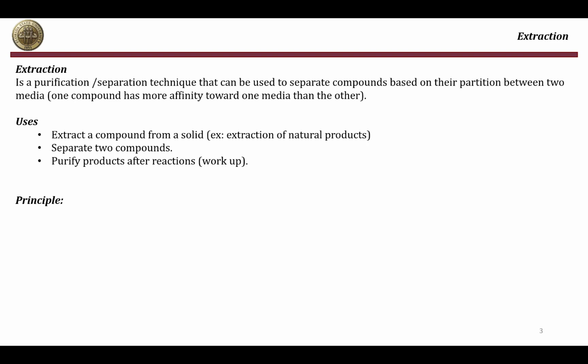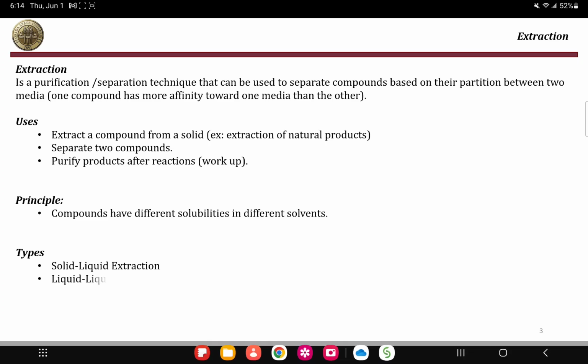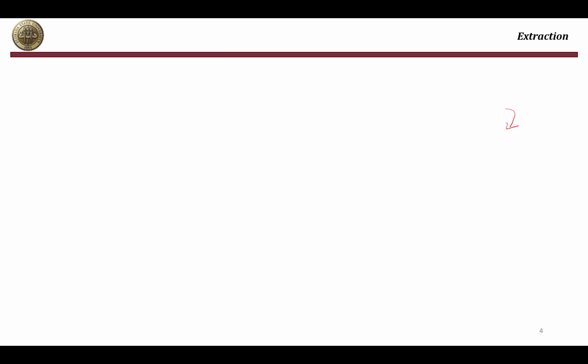So what is the main principle that makes extraction a good separation technique? Extraction is simply based on the fact that compounds have different solubilities in different solvents, and that's why whenever a mixture of solvents is used, the compound will always migrate toward the solvent where it has higher affinity to stay. And this leads to separation of compounds. The two types of extraction that will be explained are solid-liquid extraction and liquid-liquid extraction.